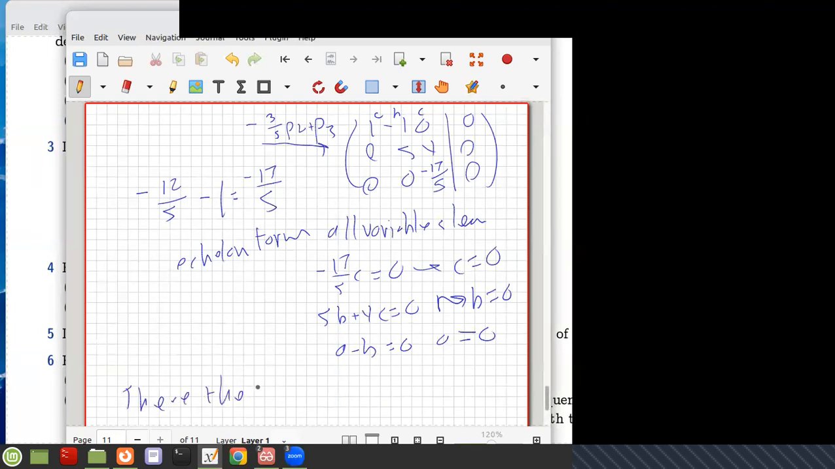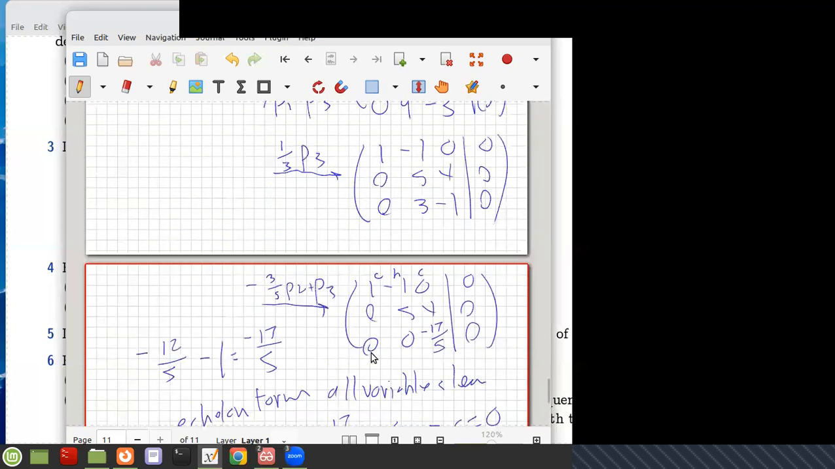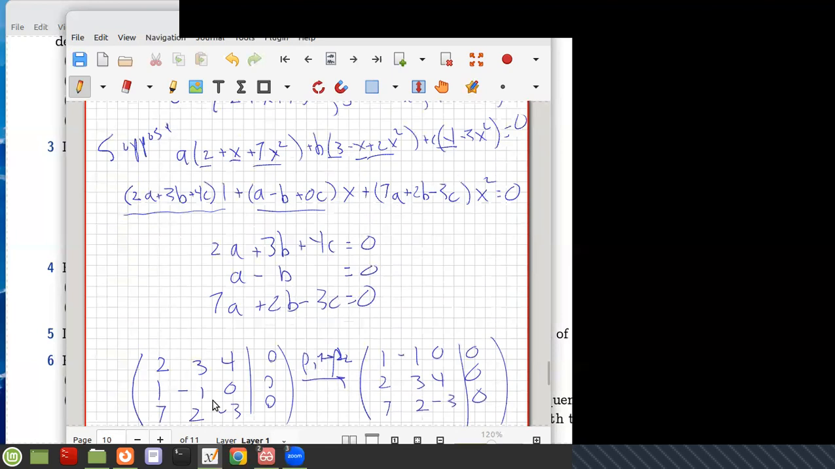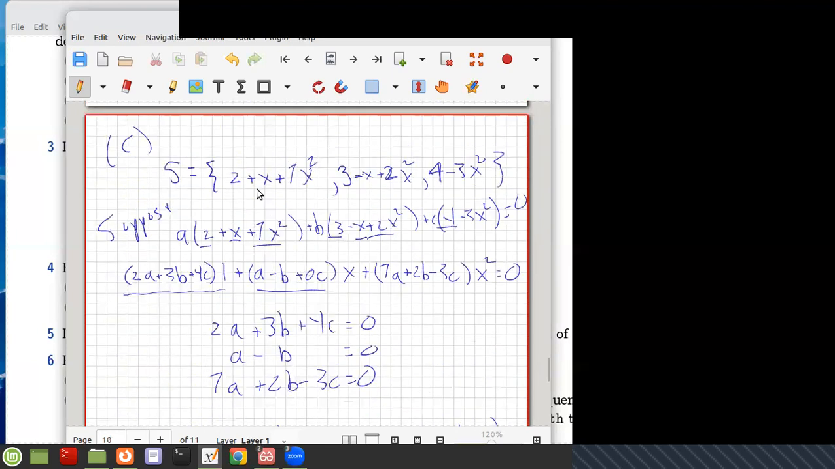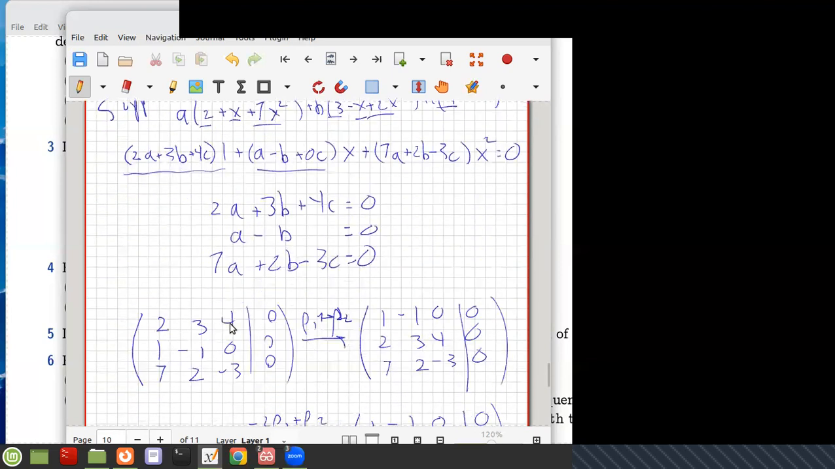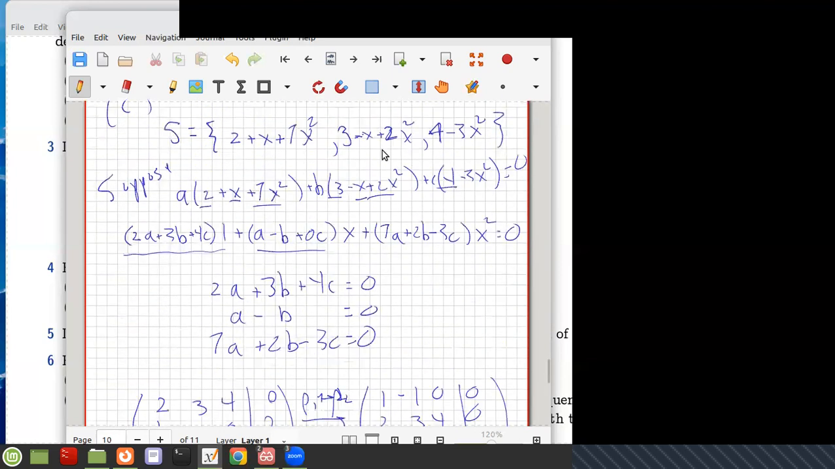Therefore, the 3 vectors are linearly independent. And you can see that this linear system didn't depend on the vectors being column vectors. You still got an augmented matrix, even though you were dealing with polynomial vectors.